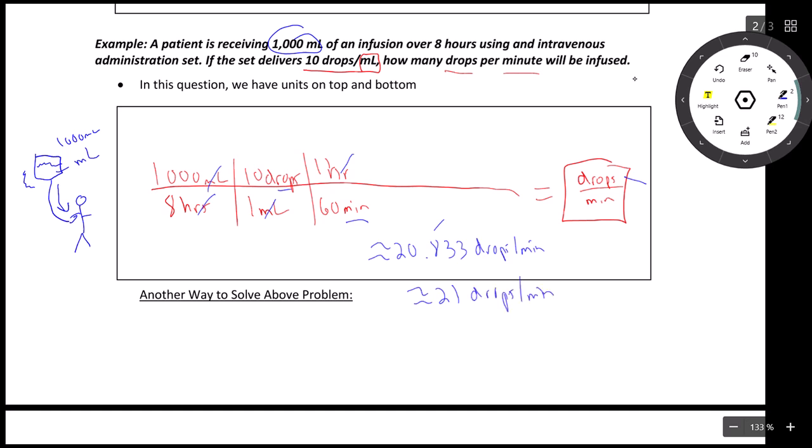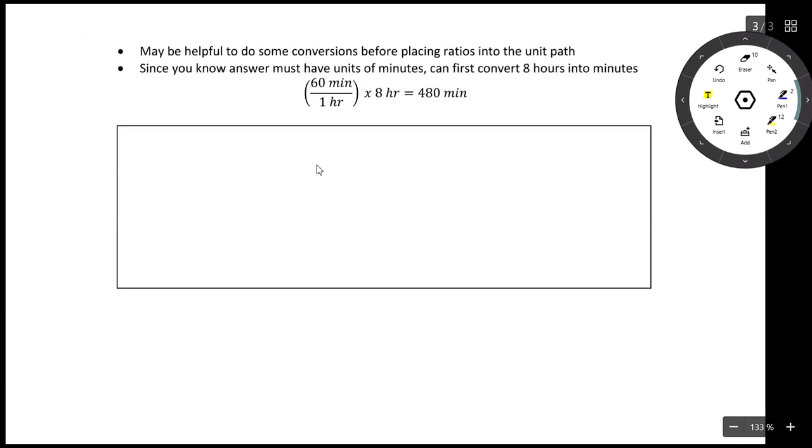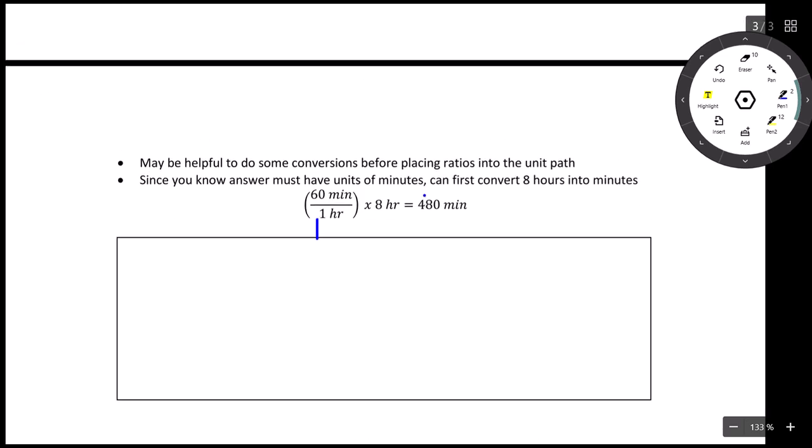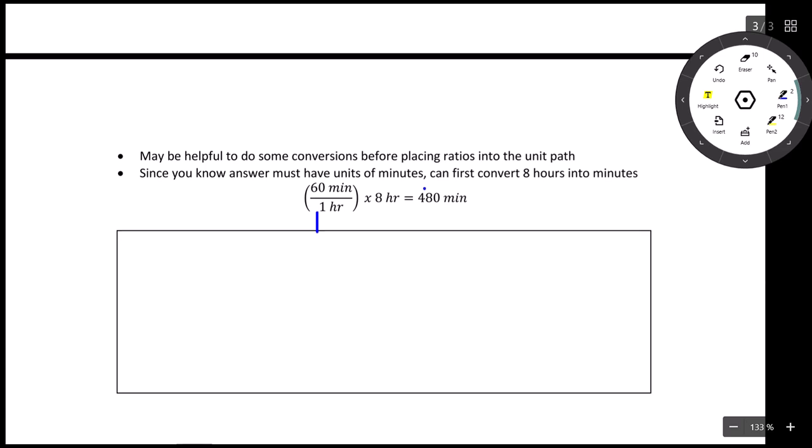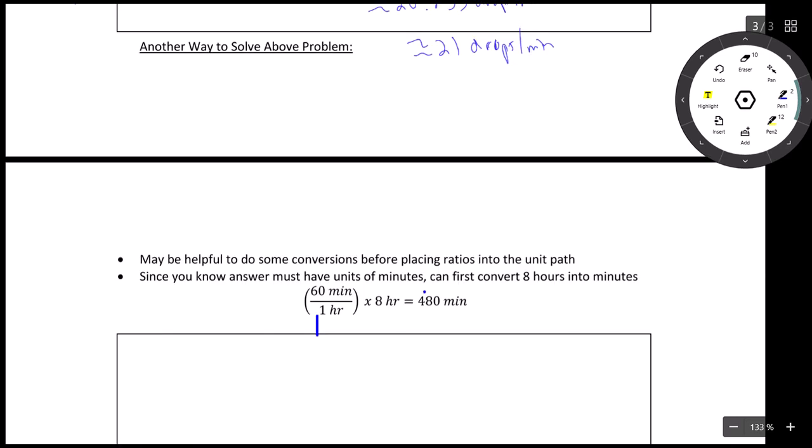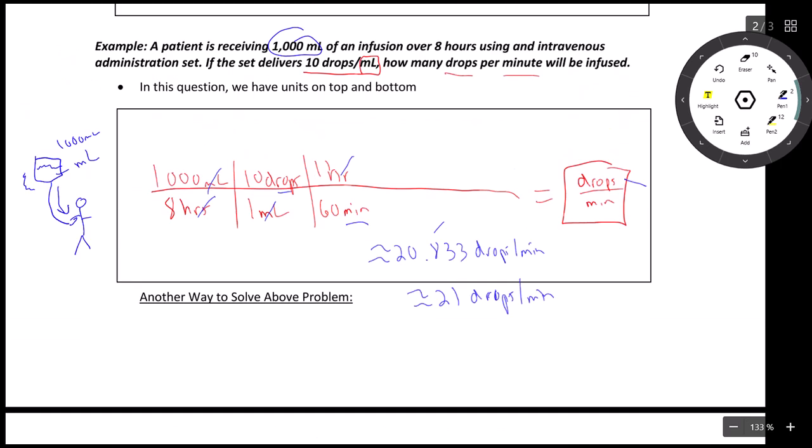So this answer is telling us that if I went over to my IV set over here, and set it so that 21 drops every minute came out of that over an 8-hour period, I'd have all 1,000 mLs delivered to the patient. So that's a good use of how dimensional analysis plays. There's another way that you can also beat it. In here, time is usually of the essence. So anything you can do to speed up time is good for you when you're answering questions.